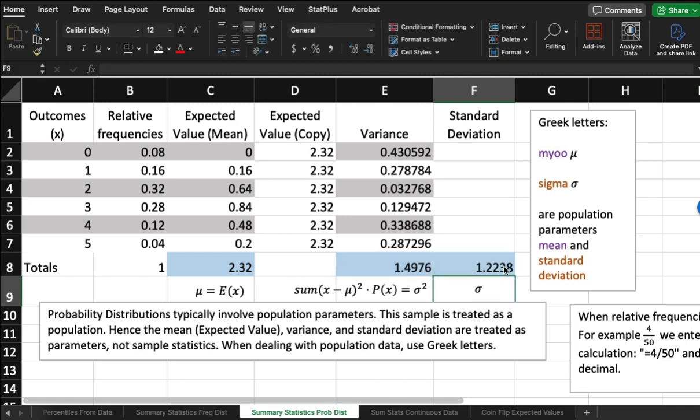All right, so outcomes X, relative frequencies, expected value or mean, which is in column C. We calculated the variance in column E, and then we calculated the standard deviation in column F. Those are our population parameters for this population of patients at a certain hospital. And it represents the number of times that they would ring the nurse during a particular shift.